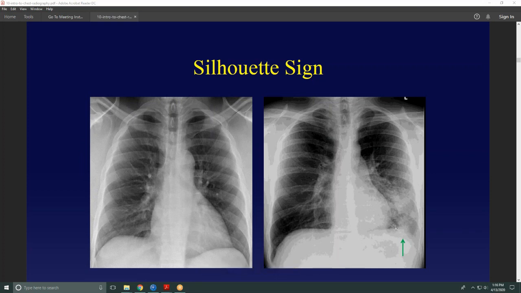So if you have an object being silhouetted, you know that it's in contact with the object adjacent to it, if that makes any sense. Like I say, please chime in with questions if there are any. This is very important. If you have something silhouetting the diaphragm, you lose that border, you know it's touching the diaphragm.